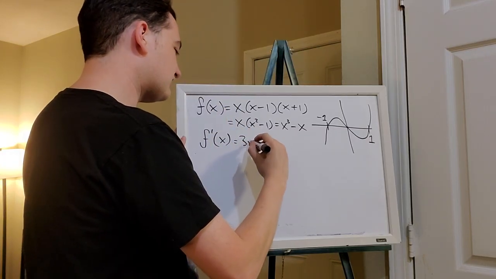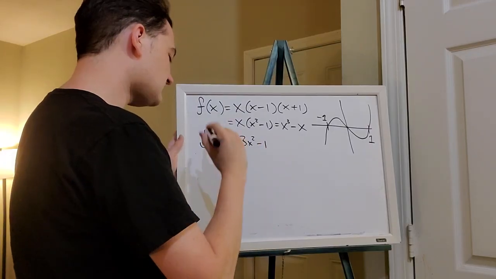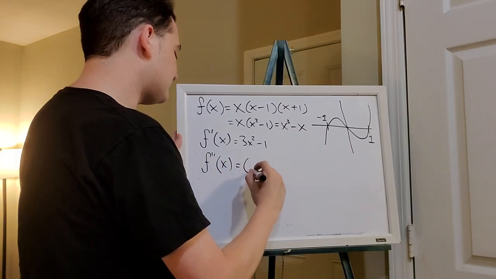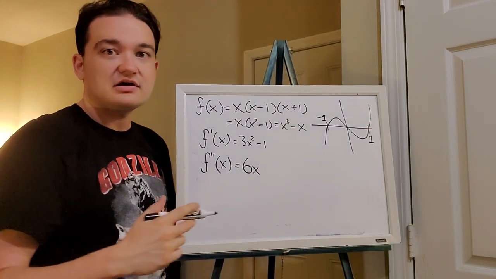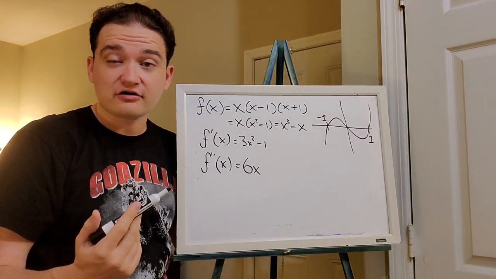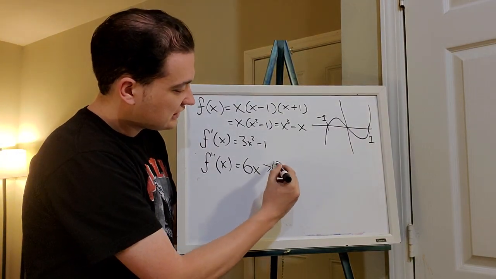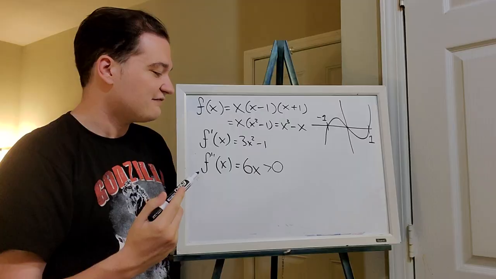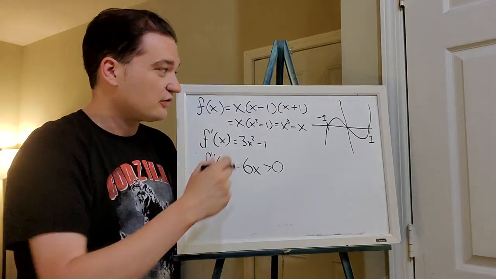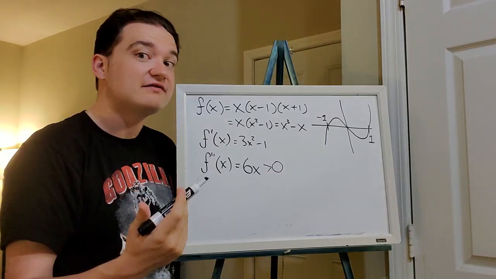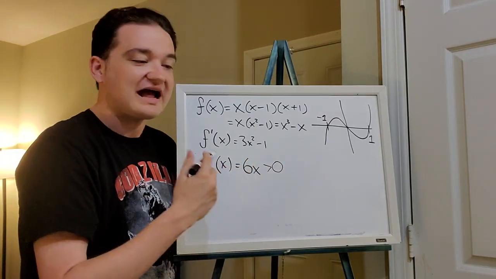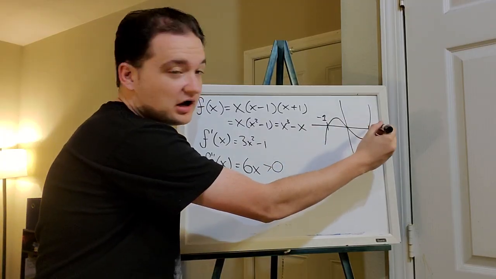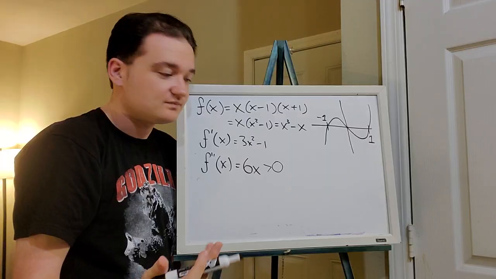That's going to be 3x squared minus 1. And then we're going to take the second derivative. That is going to be 6x. Where is 6x bigger than 0? Where is our second derivative bigger than 0? Where's our function concave up? Where this is bigger than 0, where x is bigger than 0. So from here onwards, concave up.